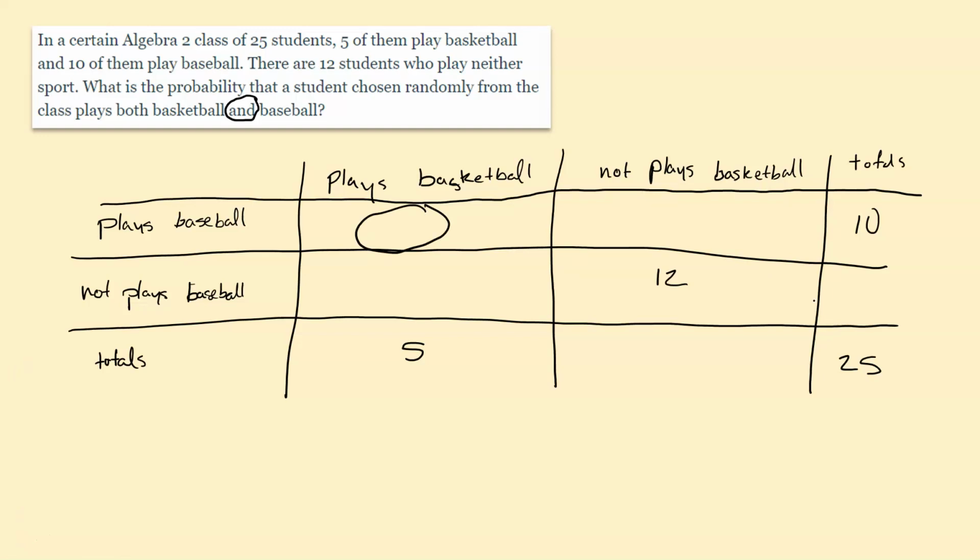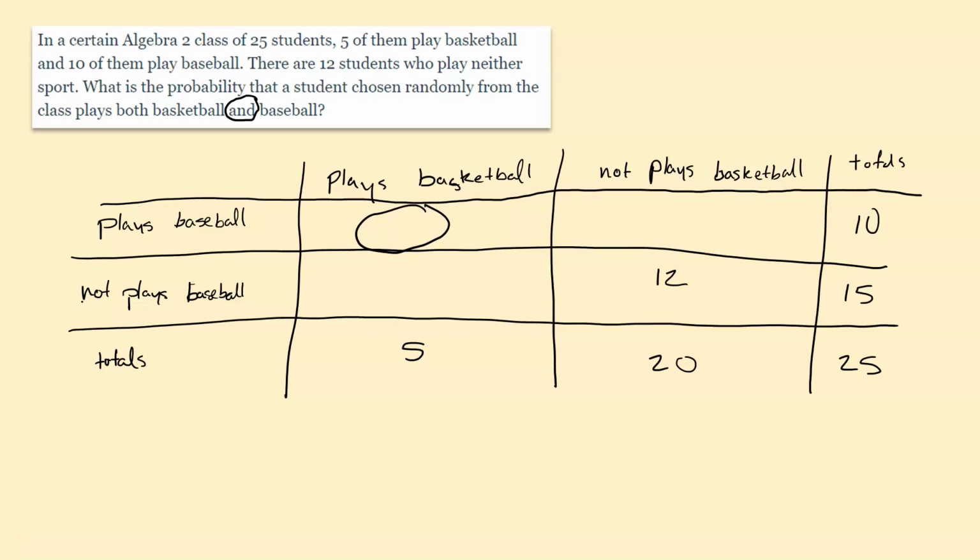So to do that, we want to look at our table and start filling out the other things that we can learn from this table. So if 5 of them play basketball and there are 25 of them total, that means 20 of them do not play basketball, right? If 10 of them play baseball and there are 25 of them total, that means 15 of them do not play baseball. Now that we have those totals, we can learn some more things here.